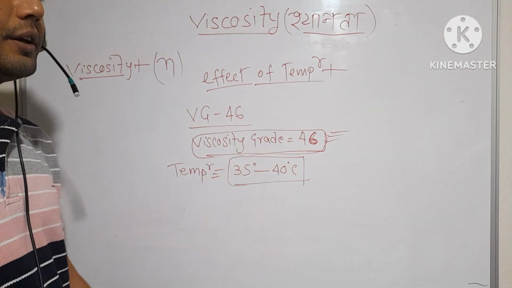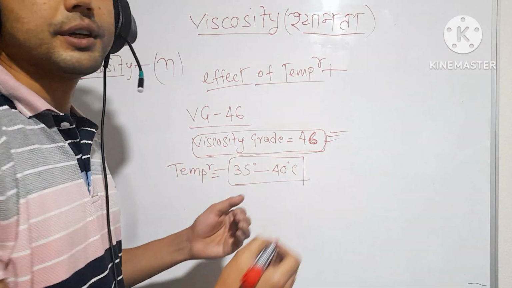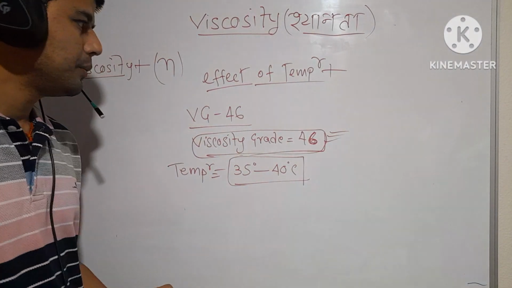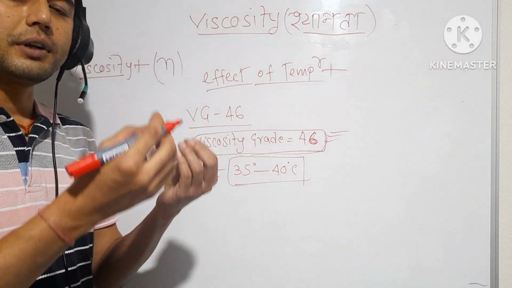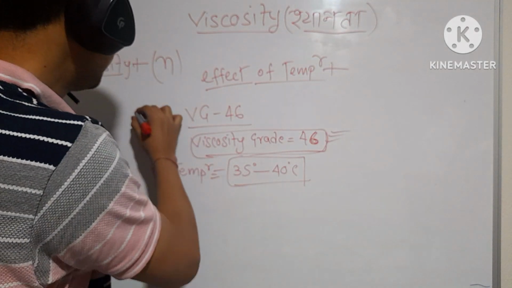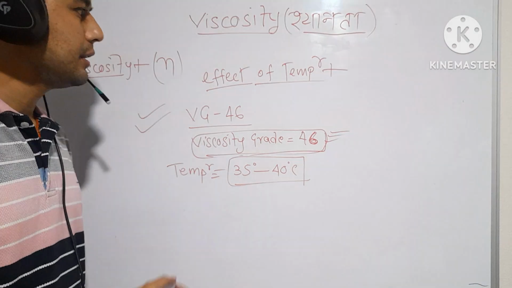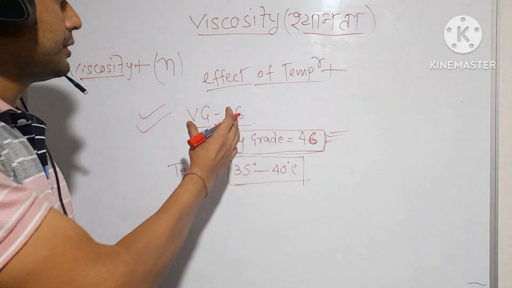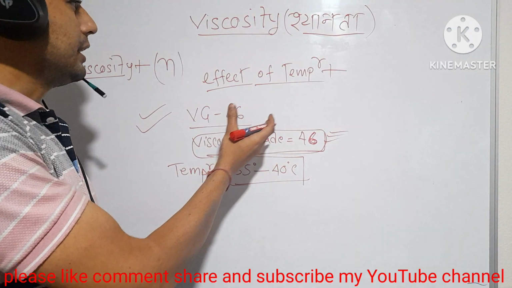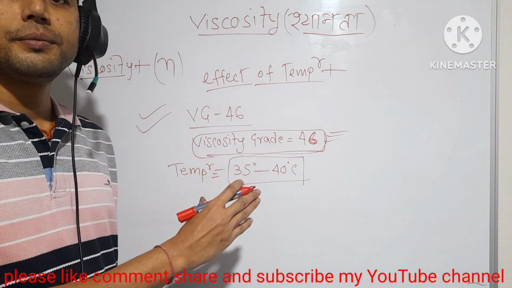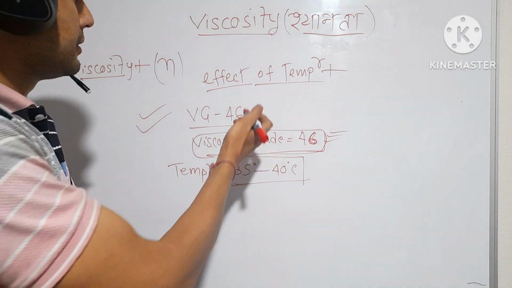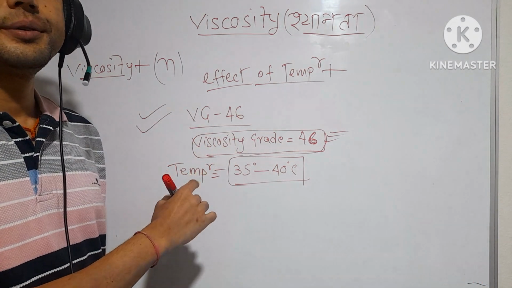And after that, what will happen? It will lose its property, because when you increase the temperature, the viscosity level goes down. So the main reason is this effect of temperature. If any oil, any fluid, if you increase the temperature, it will lose its property. It will change the viscosity. If you raise the temperature, it will reduce its viscosity.